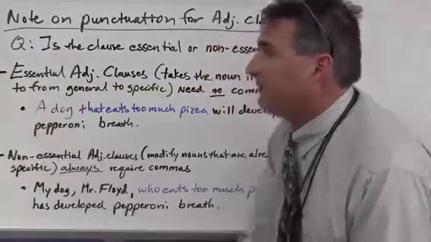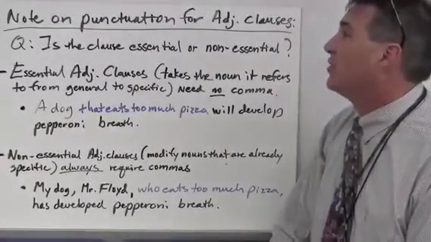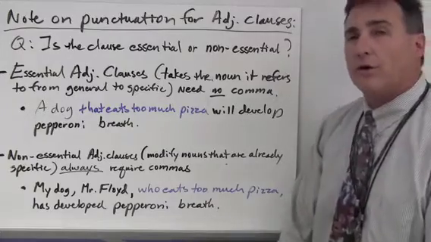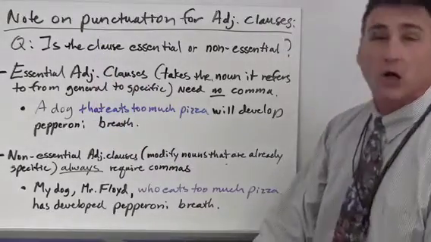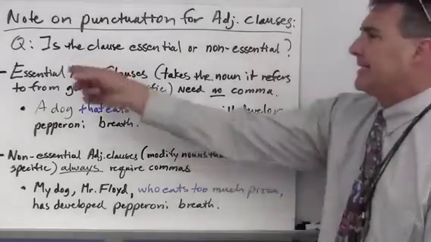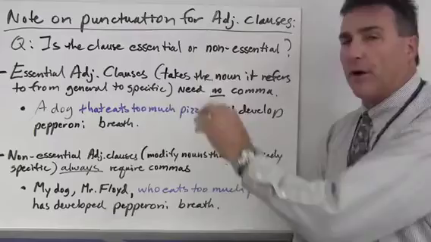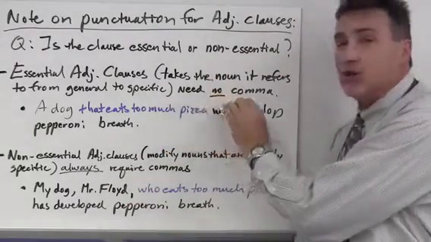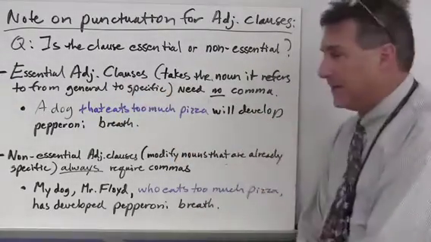Now before we leave adjective clauses to let you work on some examples, let's talk about some notes on punctuation for adjective clauses. Whether or not you punctuate it with a comma really is a function of this question. Is the clause essential or non-essential? Well, what does that mean? An essential adjective clause takes the noun it refers to from general to specific. And it needs no comma. So if you've got an essential adjective clause, no comma is needed.